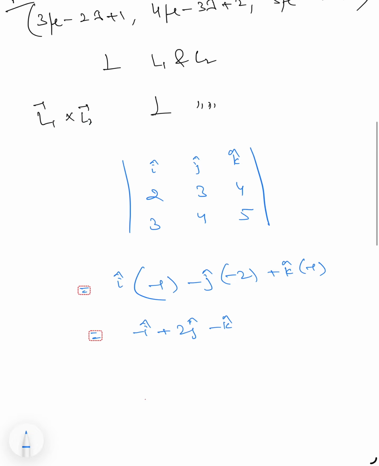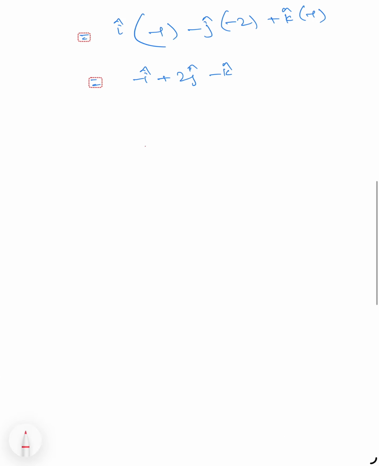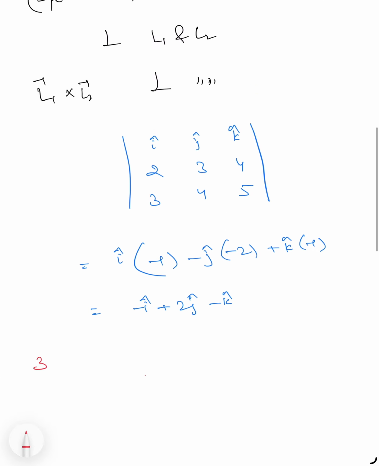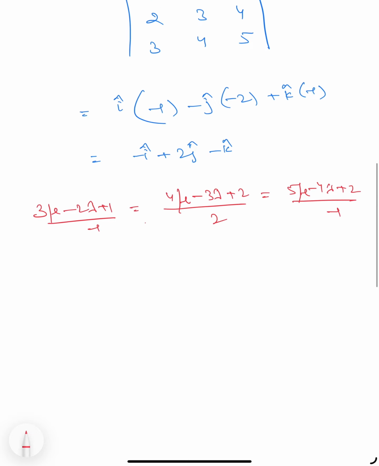Now both these lines are perpendicular to both L1 and L2, so they must be parallel in 3D, and their direction ratios must be in proportion. So we get (3 mu minus 2 lambda plus 1) by minus 1 equals (4 mu minus 3 lambda plus 2) by 2 equals (5 mu minus 4 lambda plus 2) by minus 1.